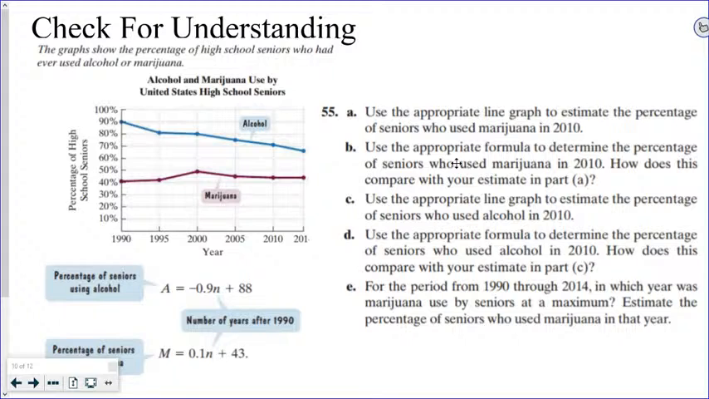And then part E, from the period from 1990, so anywhere from here to the end of the graph, which year was marijuana used the maximum? So find the highest point. Here's our highest point. Your answer should have been in 2000. What percent is that? Approximately 50. Okay. Questions for me? All right, here's our last one today.